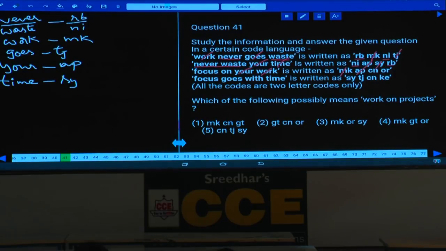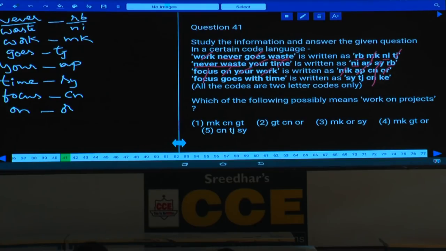Done with this? Now focus and on. Now what is the word which is common here? Focus is the word which is common between these two. And what is the code which is common here? CN. Hence the code to the word focus is CN. Then on is the word left over. And what is the code to this word on? OR. Hence the code to the word on is OR.